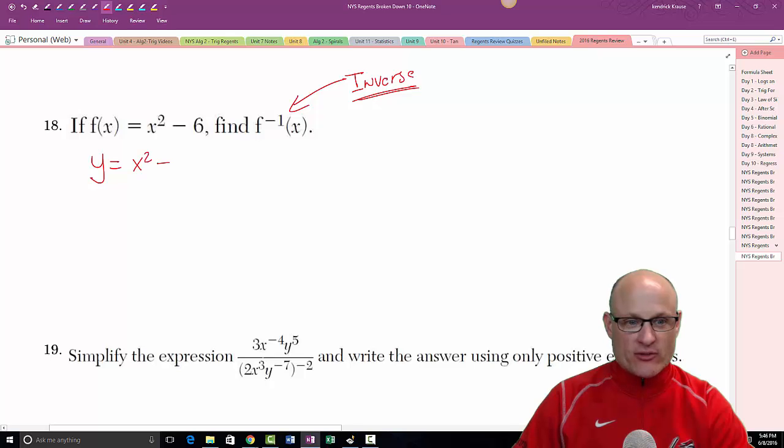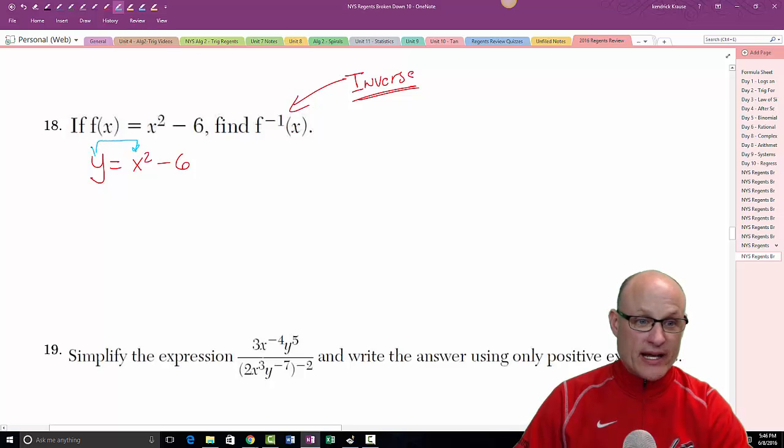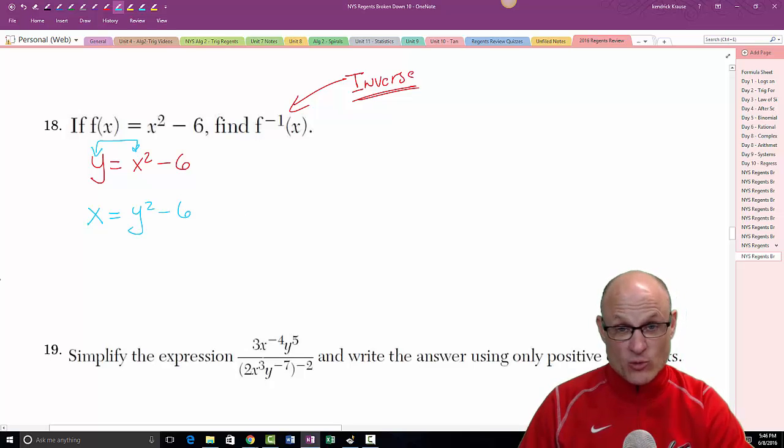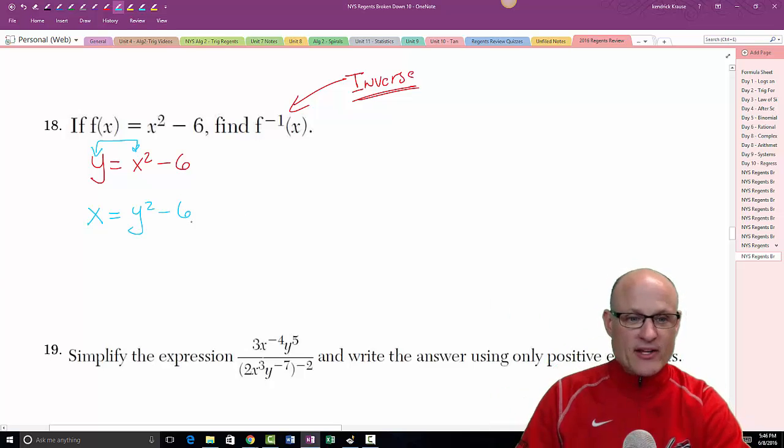So this is y equals x squared minus 6. We're going to switch just the x and y, nothing else. Don't bring the 2 with that x. So this becomes x equals y squared minus 6. Well, now we have to solve for y. So first step, switch x and y, and then solve for y. So x plus 6 is equal to y squared.